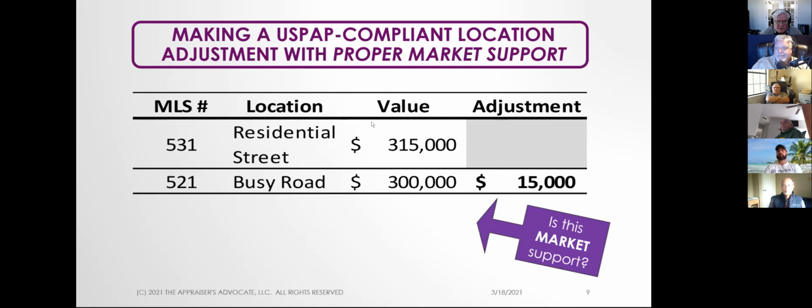I'll start out here. I would say that the strength of this is that it is direct. And the weakness is that it is not accessible. We don't find them very often. Yeah, the strength is, you've got a house on a busy street and a house on a residential street. So therefore, you've isolated one difference.